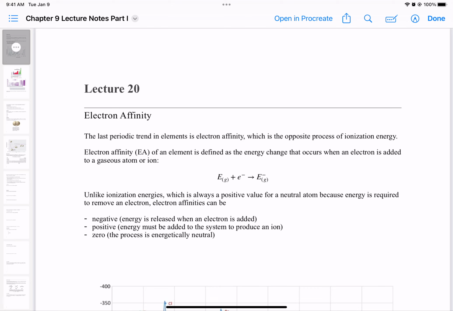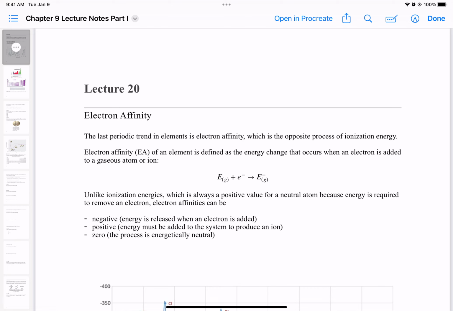Okay. Positive means in order to add an electron, you must put energy into it. So that's not a very favorable process. So that will probably happen to elements like metals. They don't like electrons. So it'll probably happen to maybe metal atoms. Okay. So to produce a negative ion, energy has to be added if it's positive for electron affinity. And then if it's zero, that means this process is neither good nor bad for this transformation, and it's neither favorable or unfavorable.